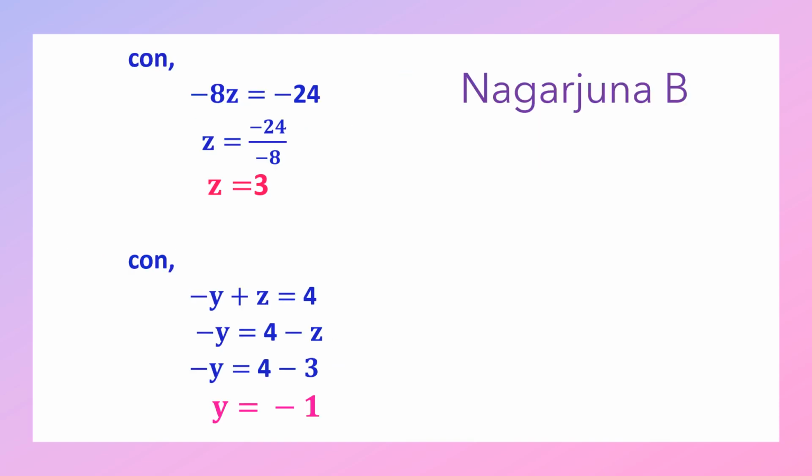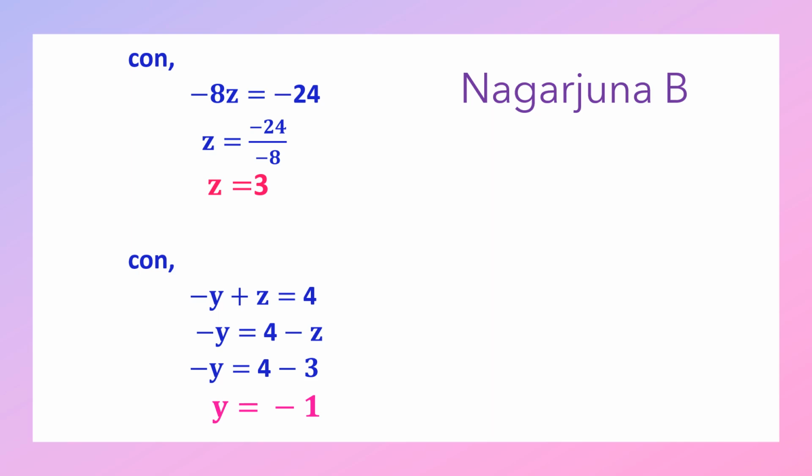Now the next step is you need to consider the last equation which we have got. So consider minus 8z equal to minus 24. So this we can write as z equal to minus 24 divided by minus 8. Minus and minus cancel and we get z equal to 3 because 8 ones are 8, 8 threes are 24. Therefore z will be equal to 3.